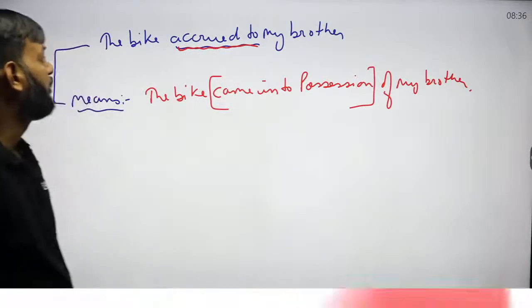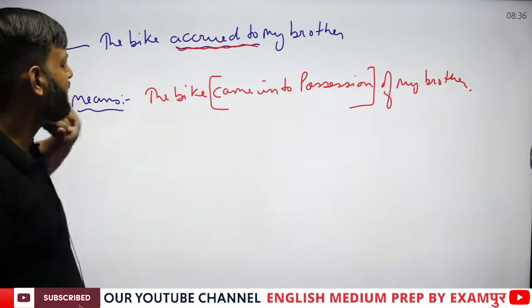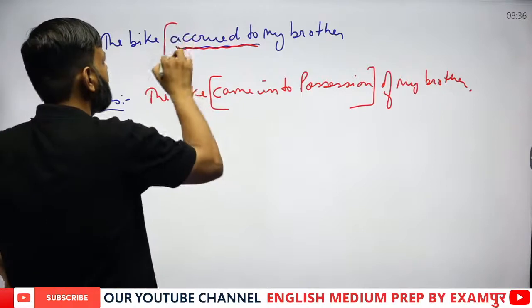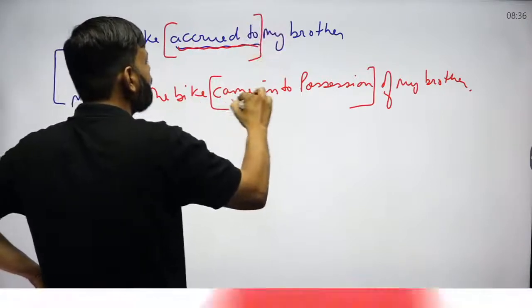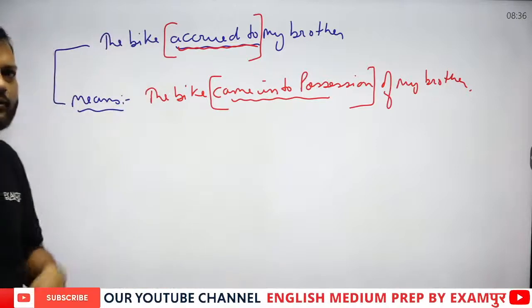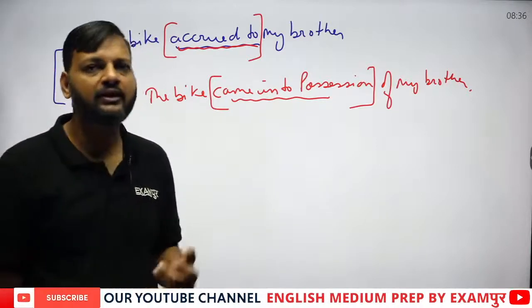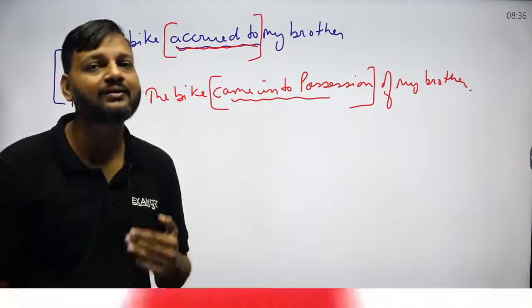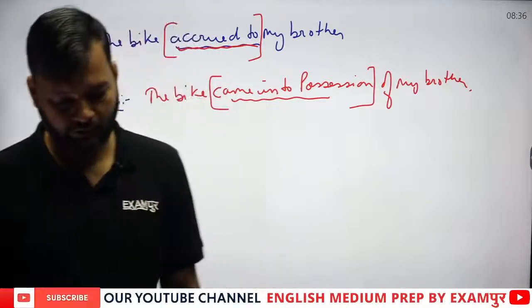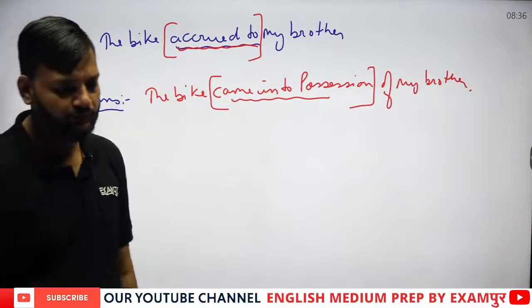So both the sentences have the same meaning. Here, in place of accrued to, we have written came into possession. So when something comes into your possession, it means it has accrued to you.